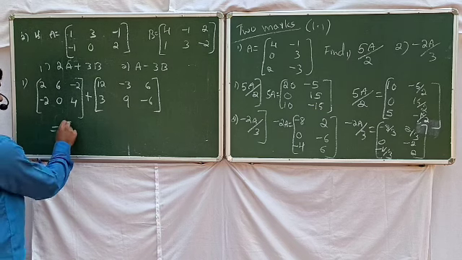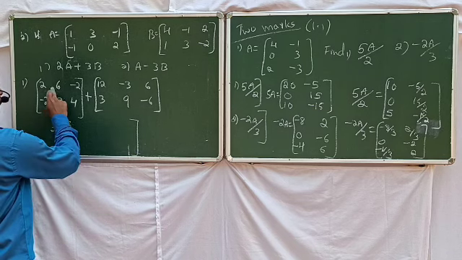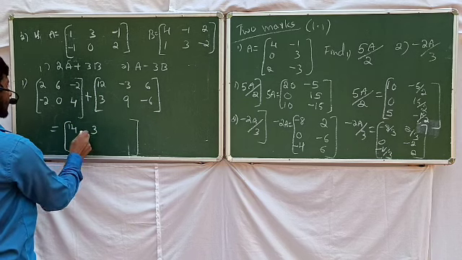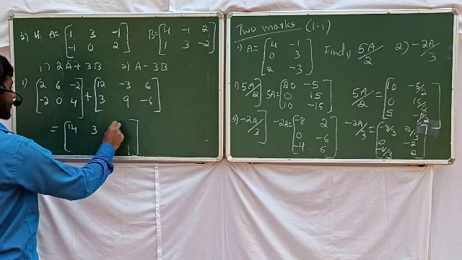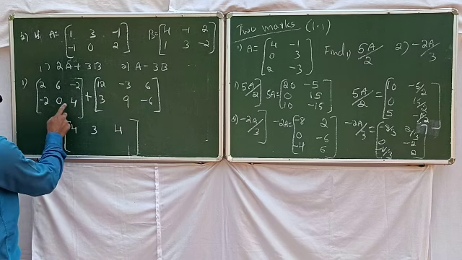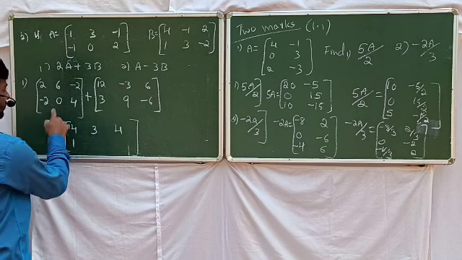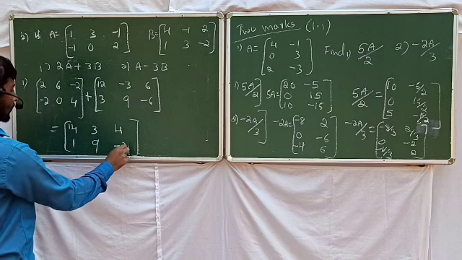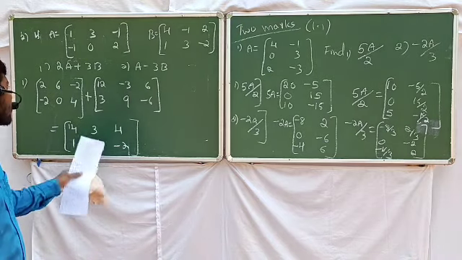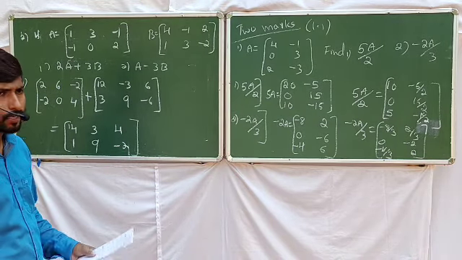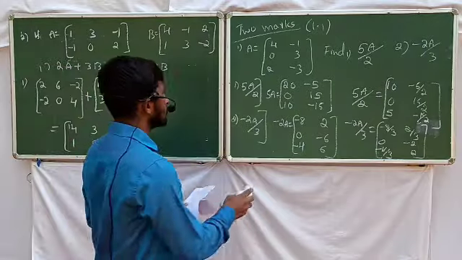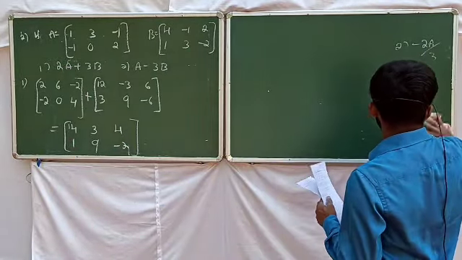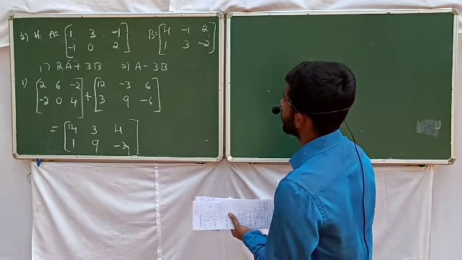Now simplify this matrix. See, 2 plus 12, 14, 6 minus 3, 3, minus 2 plus 6, plus 4, minus 2 plus 3, 1, 0 plus 9, it's 9, 4 minus 6, its value is equal to minus 2. It's the value of 2A plus 3B. See the second problem, A minus 3B.